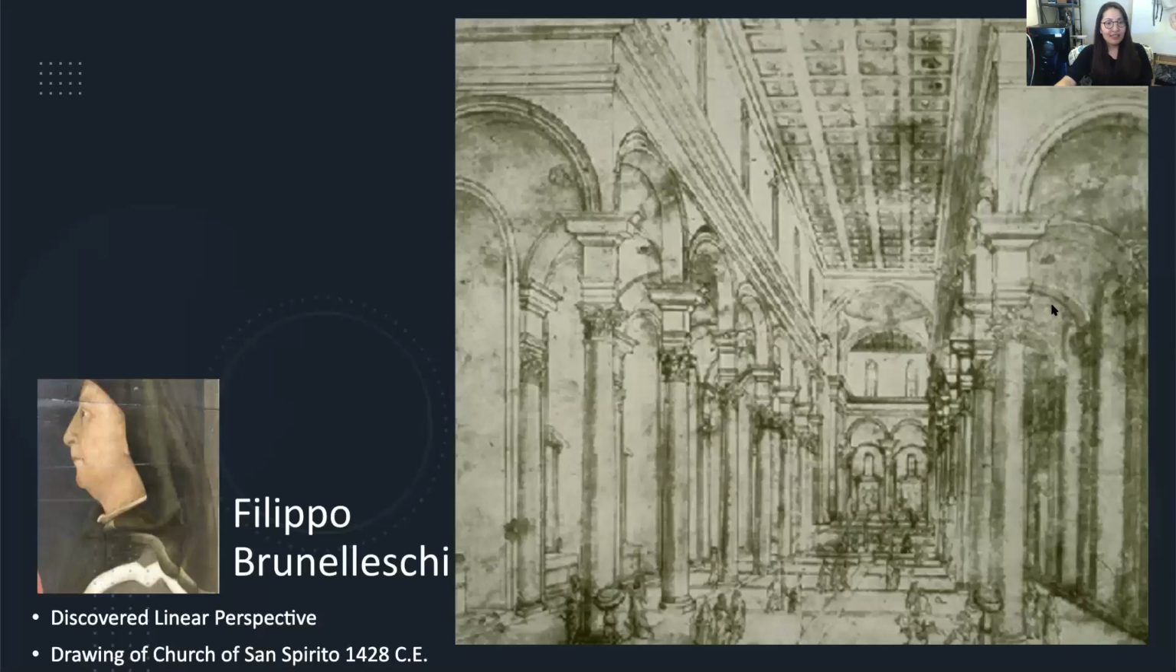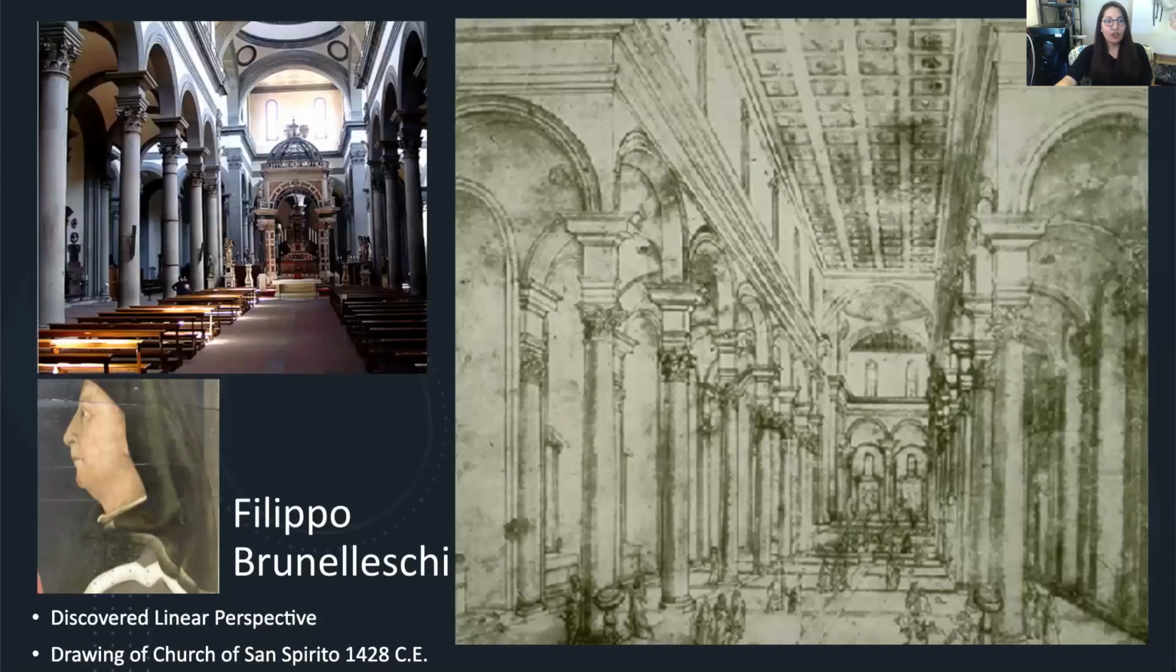Filippo Brunelleschi is a famed Italian architect, engineer, artist, and sculptor. He is the one who discovered a specific methodology for achieving accurate perspective in art. He was the very first artist to successfully and accurately achieve perspective in art, as you can see on the right here. This is a sketch of the church of San Spirito by Brunelleschi in 1428.